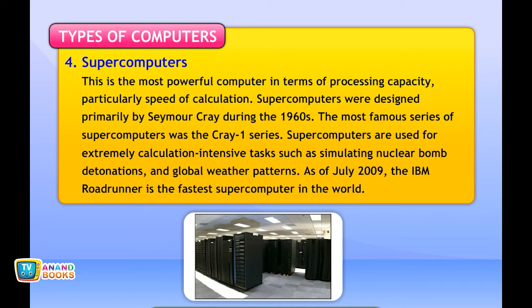Supercomputers are used for extremely calculation-intensive tasks, such as simulating nuclear bomb detonations and global weather patterns. As of July 2009, the IBM Roadrunner is the fastest supercomputer in the world.